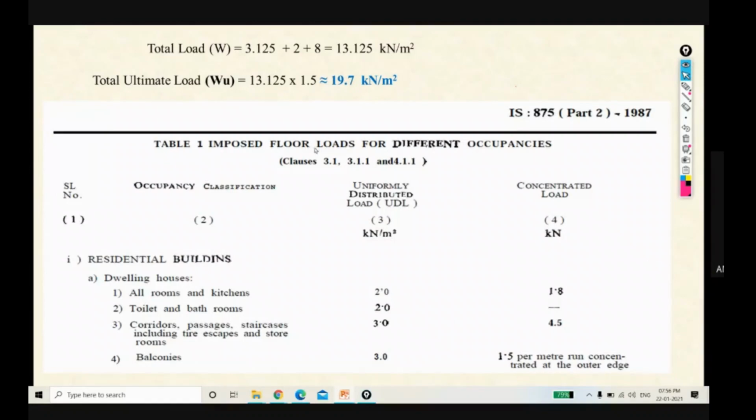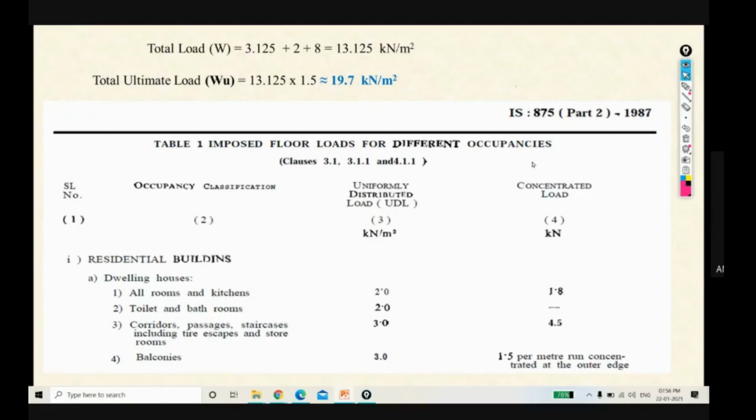So imposed floor load. Here you can see all rooms and kitchen 2, toilet and bath 2, corridor, passage, staircase including stairs 3, and balconies 3. Okay, these are the imposed loads in kilonewton per meter square, and in kilonewton it is 1.8 and 1.4. This is in part 2 of IS 875, live load.